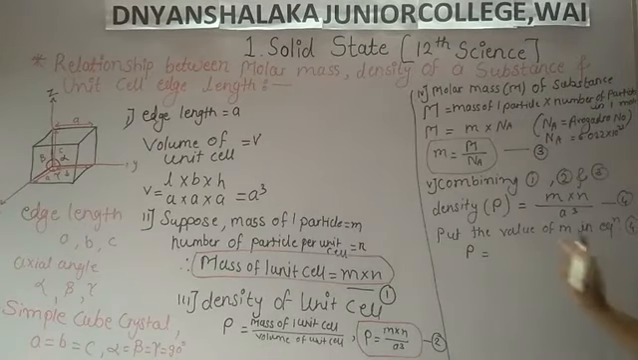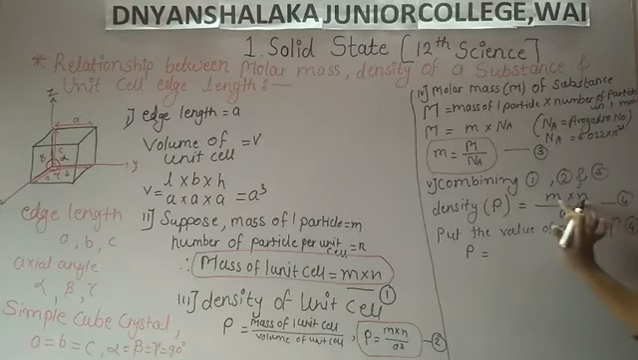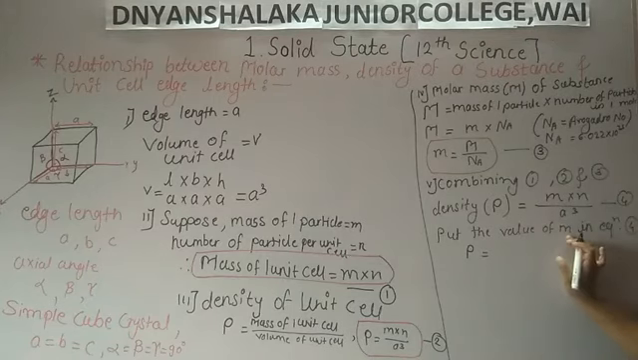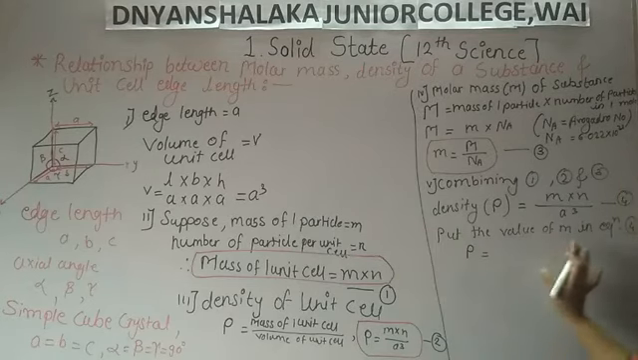So density of substance is the formula mass of one unit cell upon volume of unit cell. So we put m into n, small m into n upon volume a cube. Put the value of m in equation 4. Small m is the mass of one particle in equation 4.